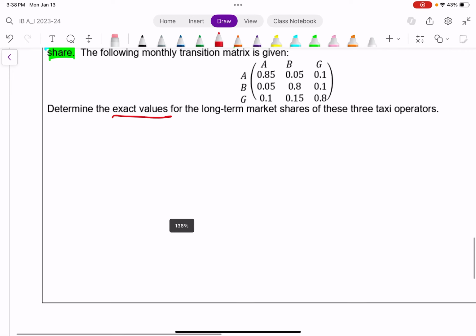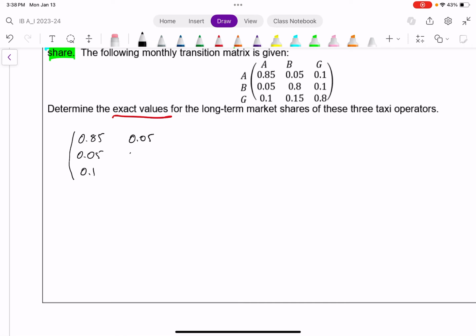So to get it set up, I'm going to take that same matrix, and you've got to excuse the boredom of watching me write down 9 decimals. Maybe it's enjoyable watching me write down decimals. All right, that's my transition matrix, right?